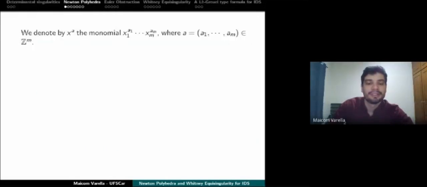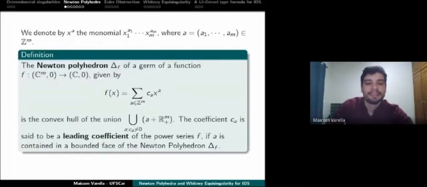Next, we introduce the Newton polyhedra. We denote by x^a this monomial, where a is a point in Z^n. The Newton polyhedron Δ_f of a germ of a polynomial function given by this formula is the convex hull of this union, where R^m_+ is the positive orthant of R^m. And the coefficient c_a is said to be a leading coefficient of the power series f if a is contained in a bounded face of the Newton polyhedron Δ_f.